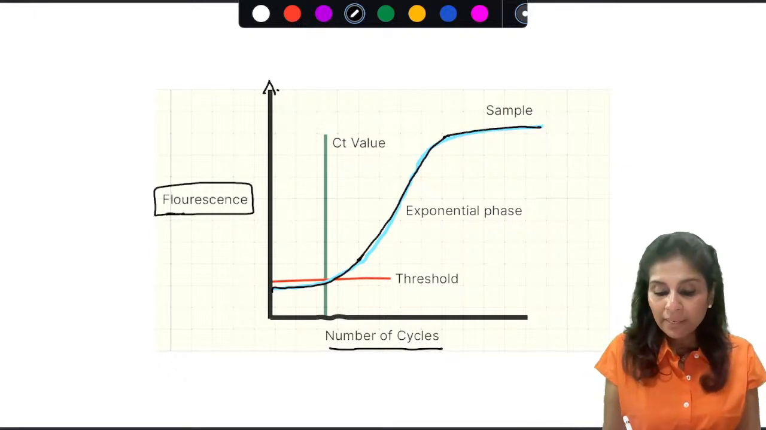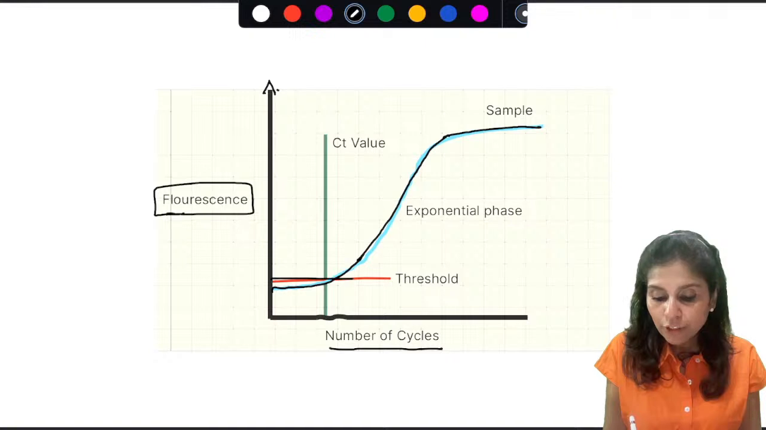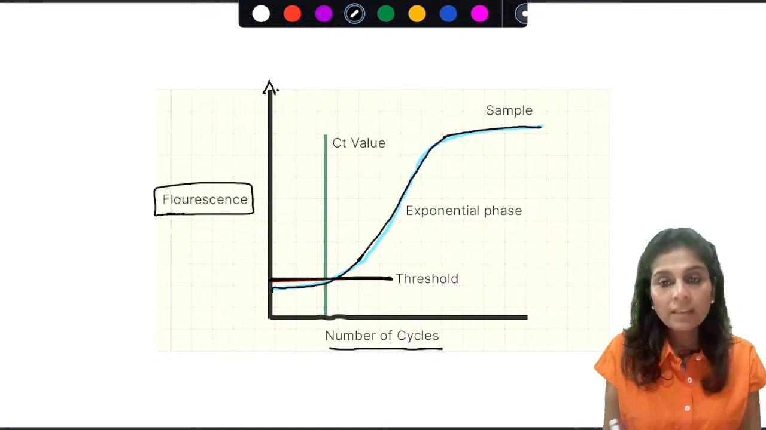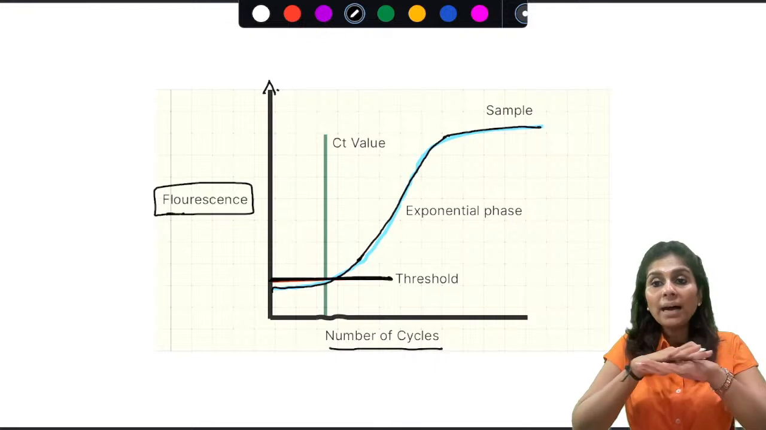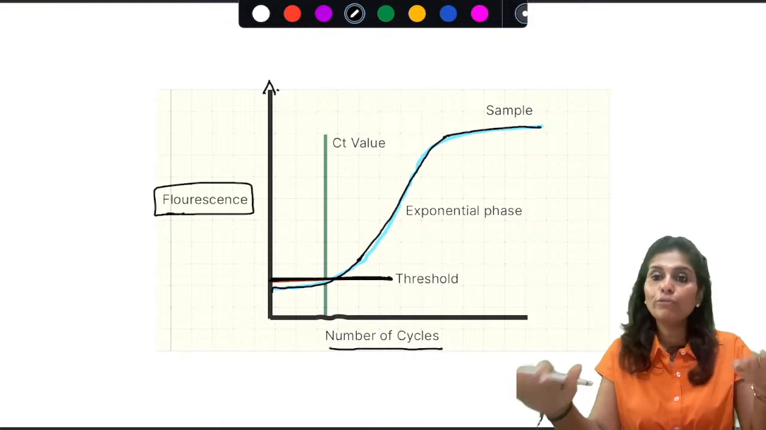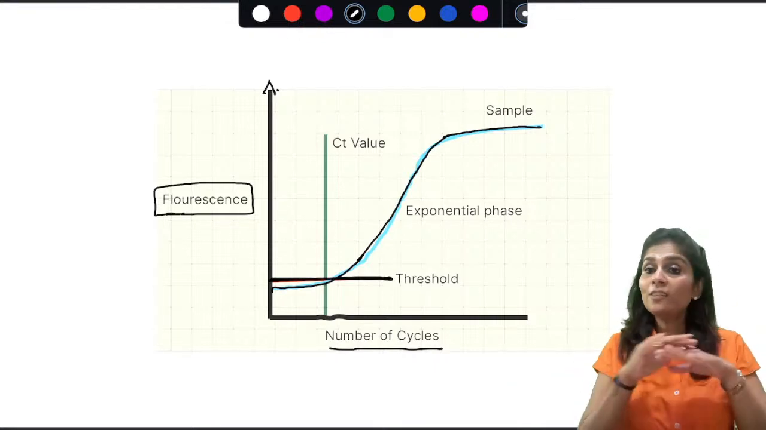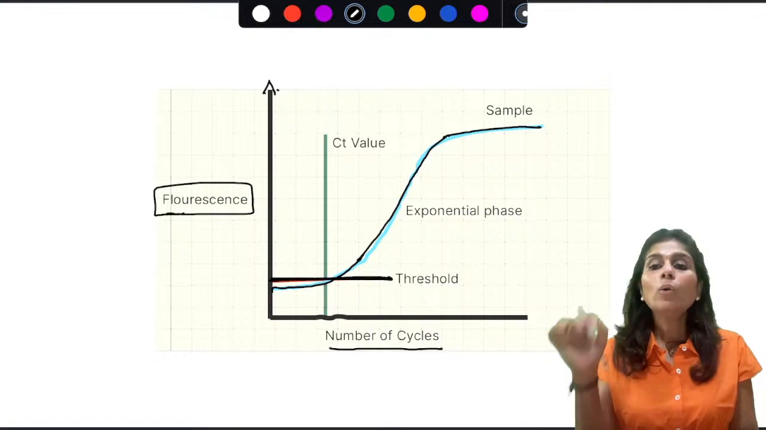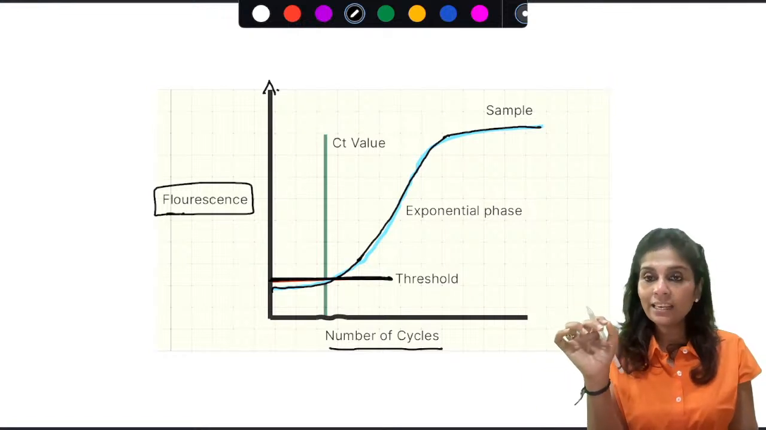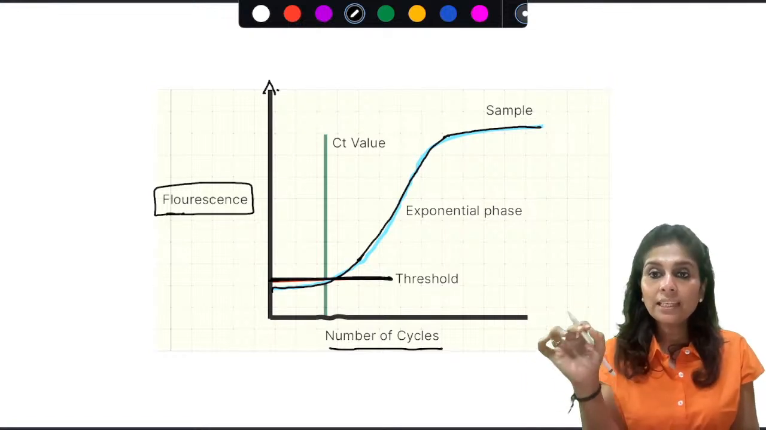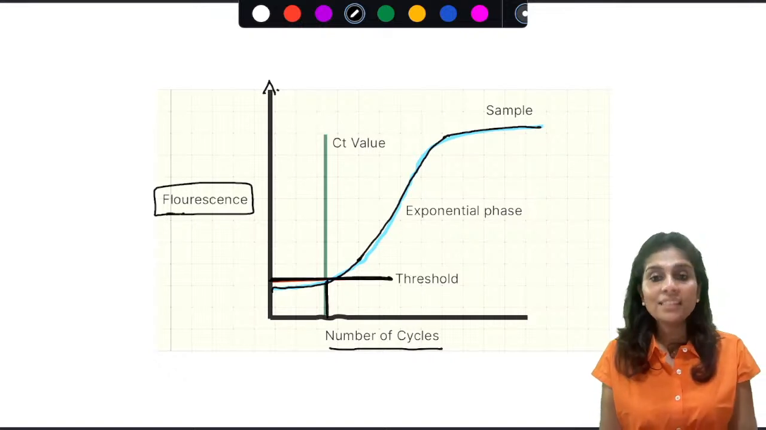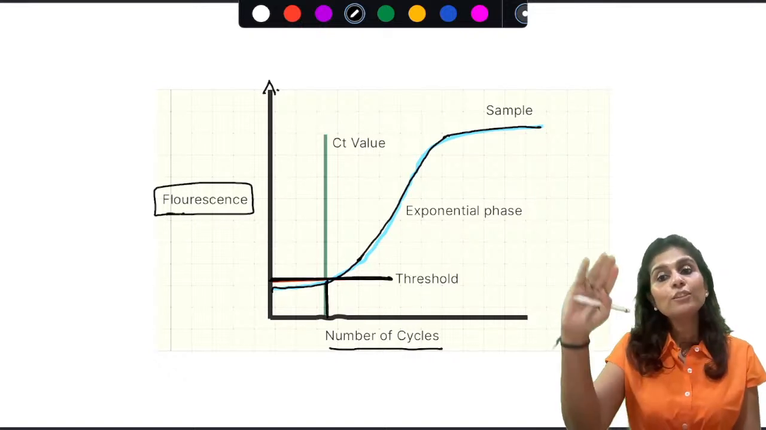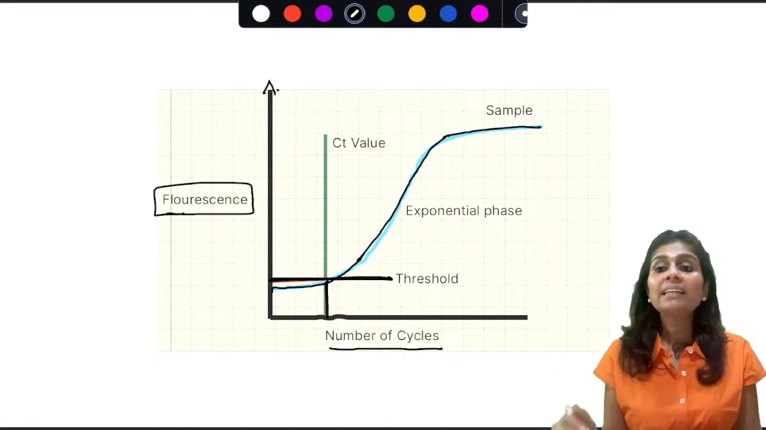Okay. And the machine has something called threshold fluorescence. Yeah, the machine has something called threshold fluorescence or the background or the basal level of fluorescence. Okay, that's called threshold fluorescence. Now, what is CT? Listen to this carefully. CT in real-time PCR is the minimum number of cycles that is necessary to cross the threshold intensity.